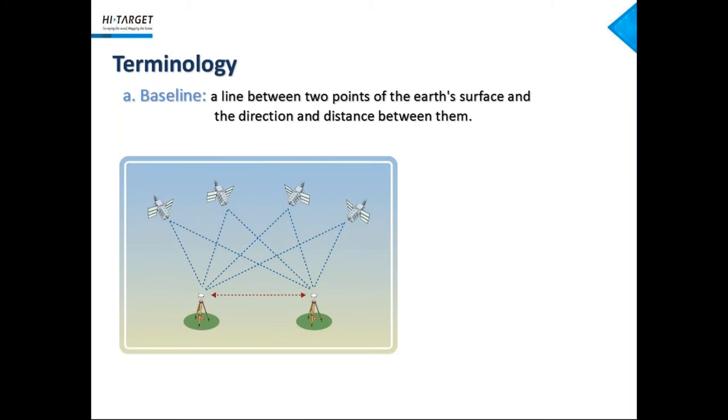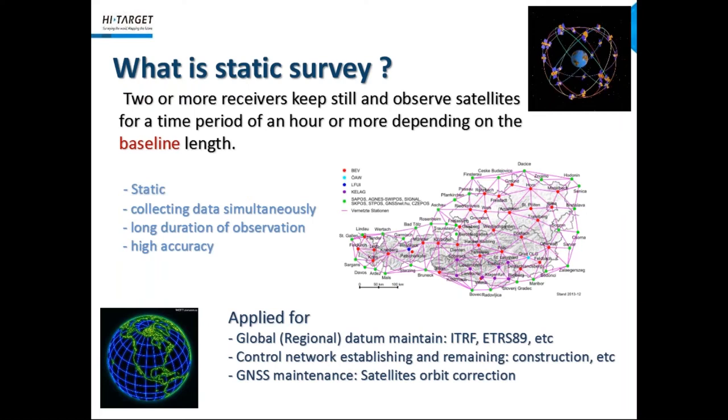Baseline is a line between two points on the Earth's surface, and the direction and the distance between them. Refer to the picture showing on the screen. There are two receivers doing static survey. The red line between them is what we call baseline. Do you notice? The baseline is a vector, which means it contains distance and direction. We can express it in math as delta x, delta y, delta z. Okay, back to static survey.